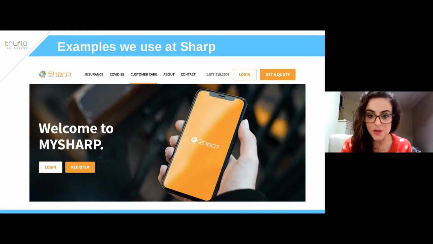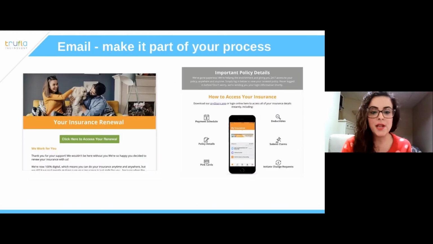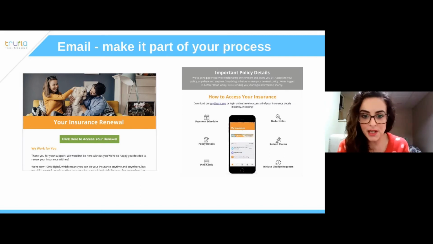So our customers know that they can get their pink card, they can check their payments, they can request changes. The second area you want to make sure that you have is email communication. So anytime there's a change on a policy, anytime we have new business downloads from our BMS or renewal downloads, we send out an email telling them to see your policy, log into our app.